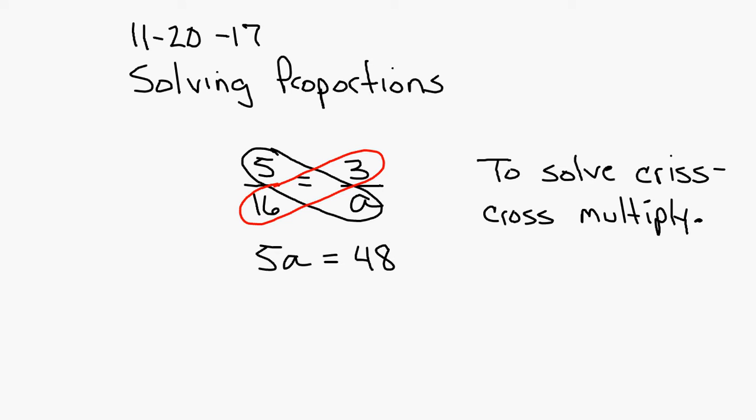And now you've done this problem all year long. There's only one step left when the variable is being multiplied by a number. You would divide both sides by 5. And a would be equal to, somebody divide 48 by 5, please. 9.6.